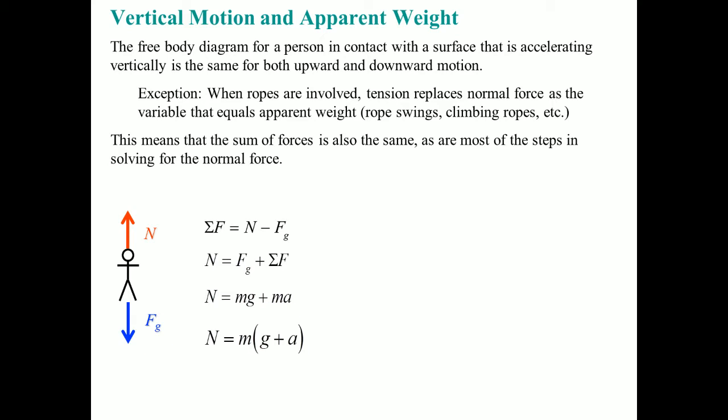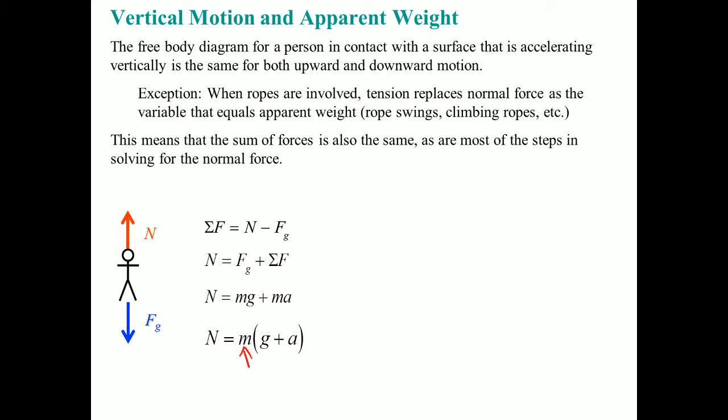So here, the summation of the forces in the y direction is the normal force going up minus the force of gravity going down. We solve for the normal force by adding Fg to the other side. So normal force equals Fg plus summation of F. Summation of F equals ma. The mass is the same for the person, and with the g and the a, the m factors out, so there's a parentheses g plus a.